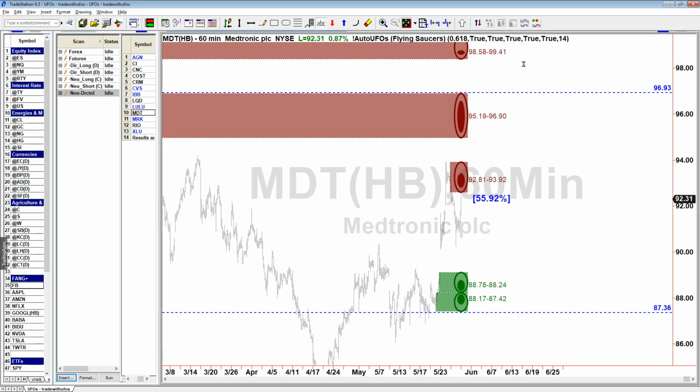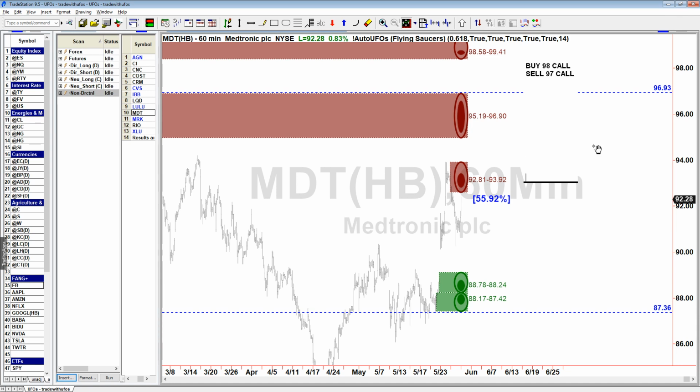So the idea here would be to construct a pure non-directional trade. We will do that by building an iron condor. That will be done by purchasing the 98 call, and we are going to be selling the 97 call, as we said.